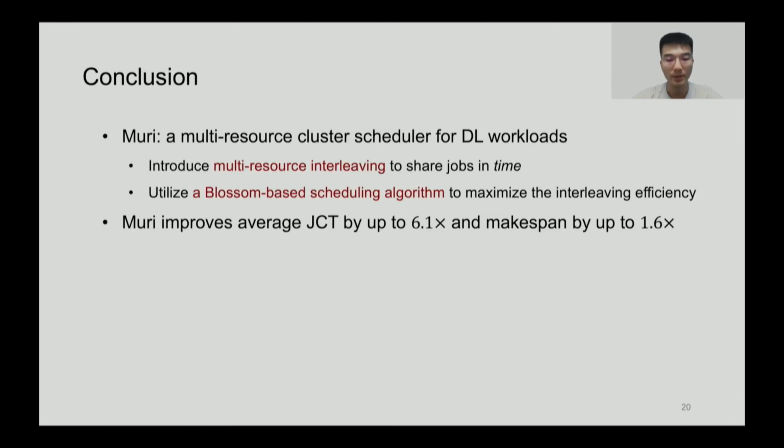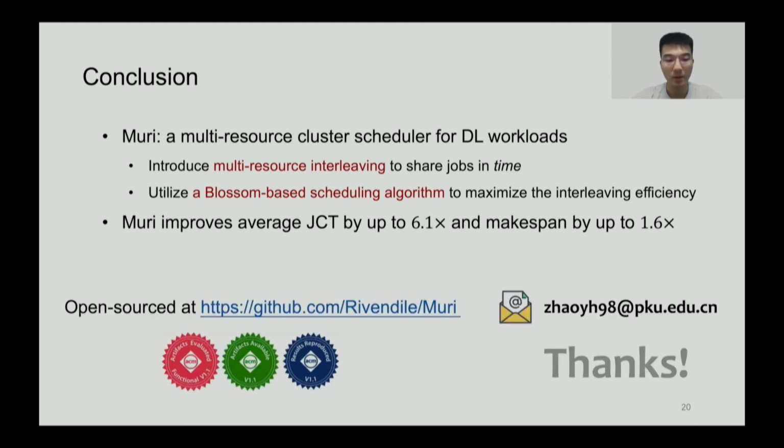To conclude, Muri is a multi-resource cluster scheduler for deep learning workloads. It introduces multi-resource interleaving to share jobs in the time dimension, and utilizes a Blossom-based scheduling algorithm to maximize the interleaving efficiency. By doing so, it improves both job and cluster efficiency, reflected by average JCT and makespan, respectively. Muri is open sourced at the listed URL, and thank you for listening.